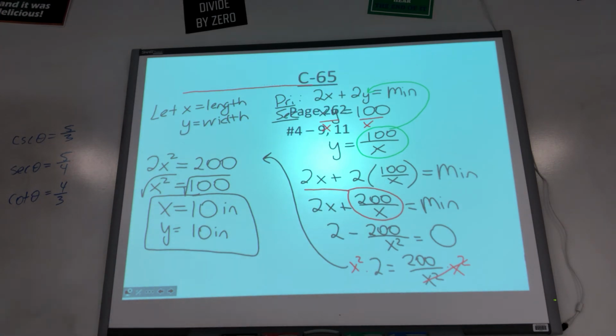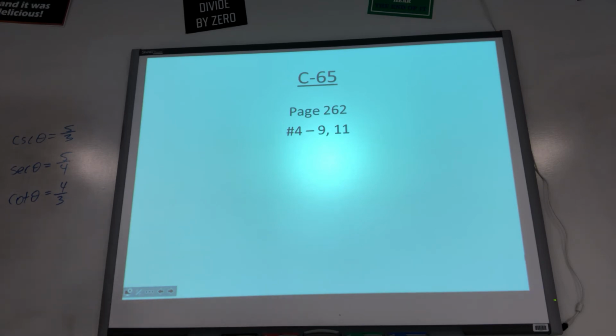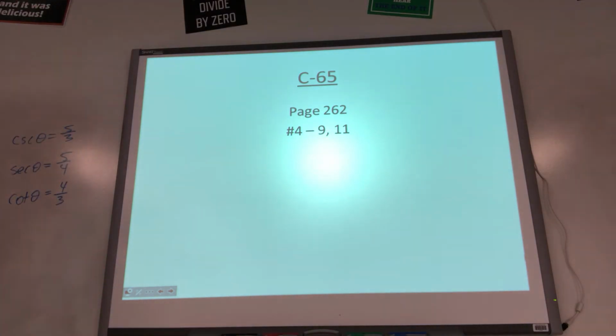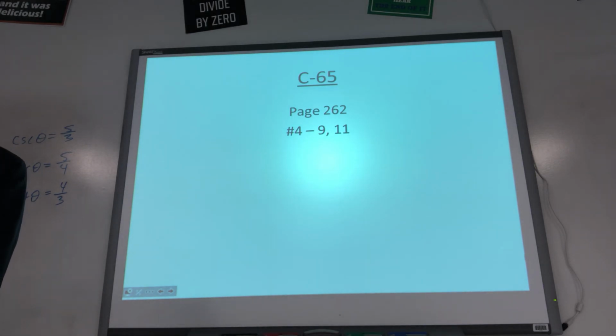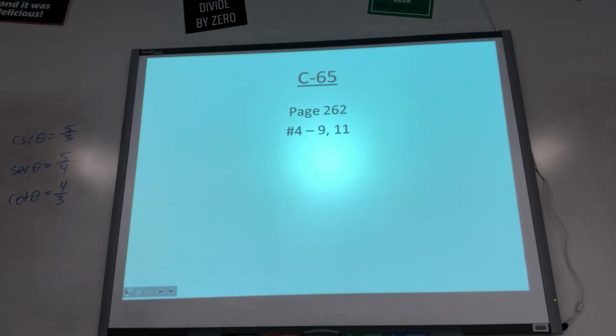Okay, we only have about a minute left here, not a whole lot of homework time. So this is C65 from page 262. We're going to try 4 to 9 and then number 11. I will tell you on number 4, you might get back some decimals. You can leave it as a square root or use decimals, either way. And it might happen again on number 8. So 4 and 8, expect decimals.